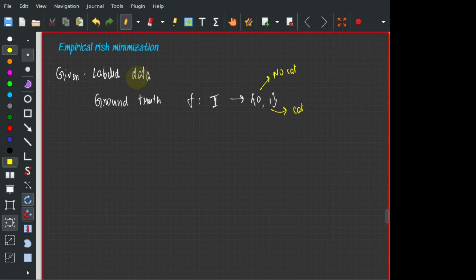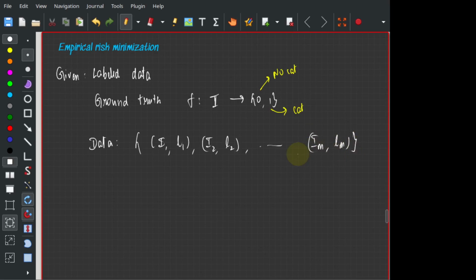So we're given the data. How do we model the data? The data is basically a set of pairs: image 1 and its corresponding label L1, image 2 and the corresponding label, and so on. Maybe I have M images and the corresponding M labels.